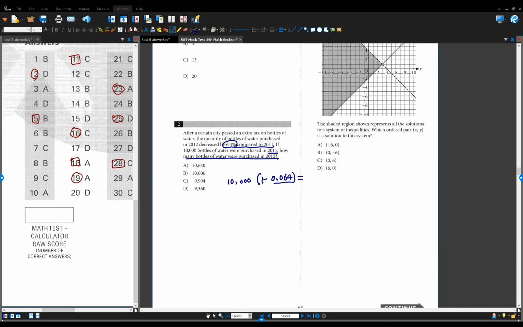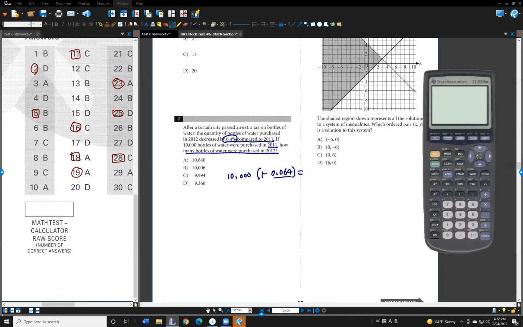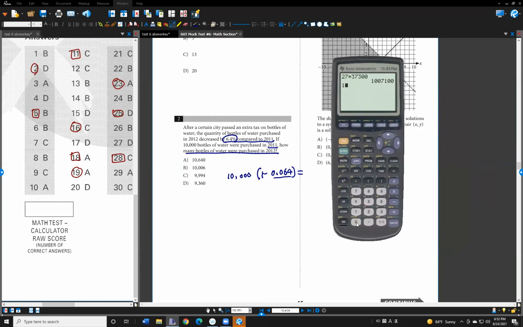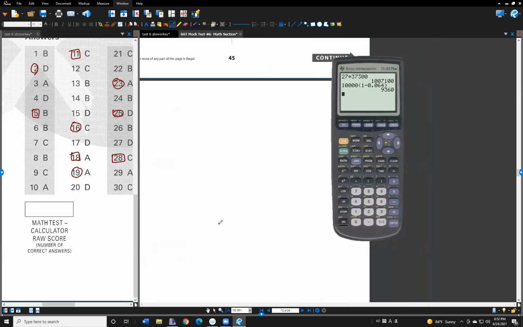Where is the calculator? Okay, here it is. 10,000 times 1 minus 0.064, okay? That's it. 9,360, that's okay? All right. That is number 2.